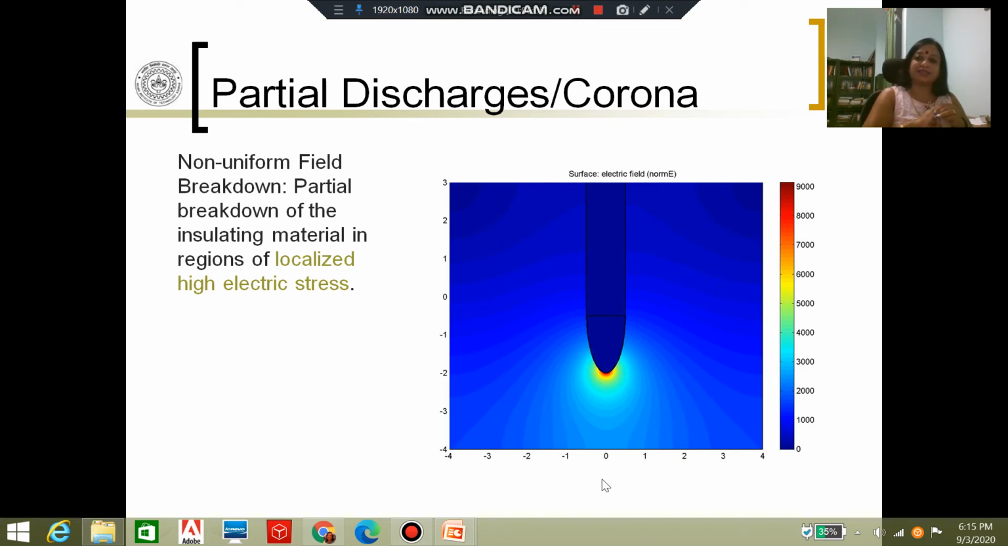So PD in itself is not that much of a problem in the sense that the dielectric still continues to retain its dielectric property, if not wholly. However, PD can ultimately, over a long period of time, lead to catastrophic failure of your gaseous or other solid insulating material, which we will see later how that can happen. So this is PD and it is important.